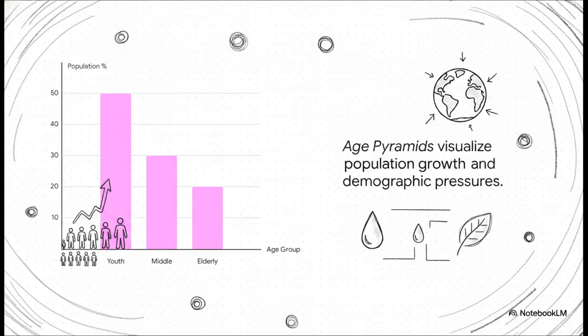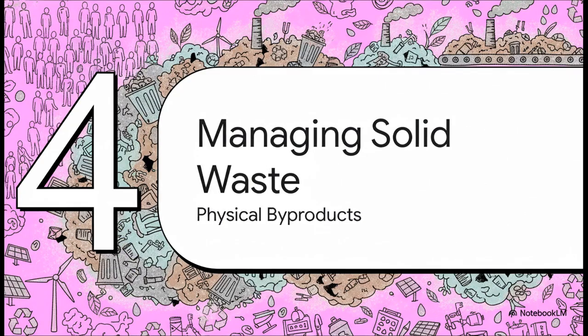Because to really understand population pressures, the syllabus requires mastering concepts like total fertility rate, total mortality rate, and drawing age pyramids. Imagine a pyramid with a wide base. That means you have a massive youth population that will inevitably grow up and consume more. Understanding these demographic tools is so vital because every single new person adds pressure to the planet's finite and renewable resources. Which leads us perfectly into Section 4, Managing Our Solid Waste.